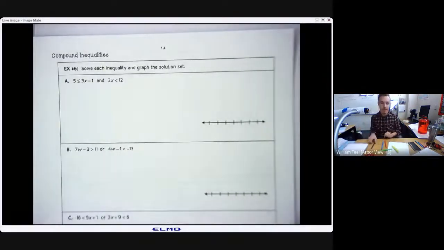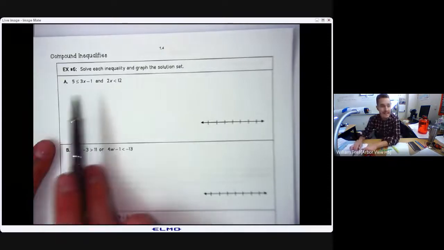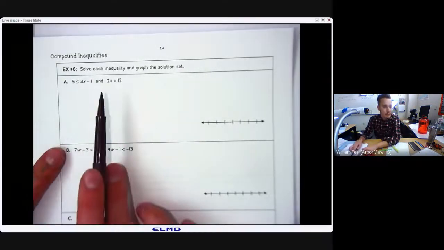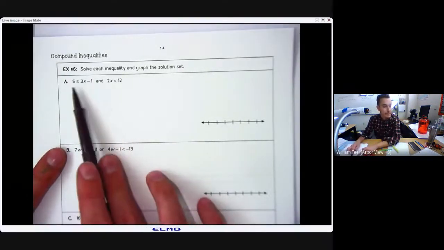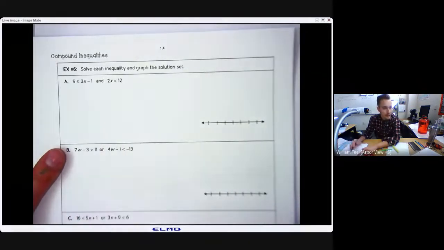All right, let's go ahead and move on to the next page. So let's solve each inequality and graph the solution set. So now we're going to work into compound inequalities for today. So we have 5 is less than or equal to 3x minus 1 and 2x is less than 12. We're going to go ahead and solve each of these and then graph the solution set. Let's first look at the first inequality. We're going to solve these individually one at a time.